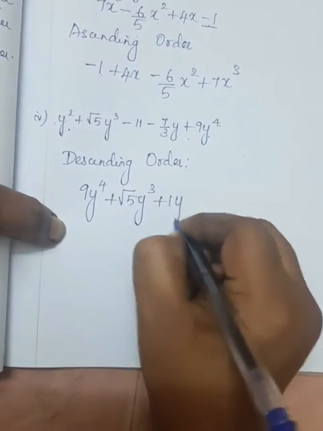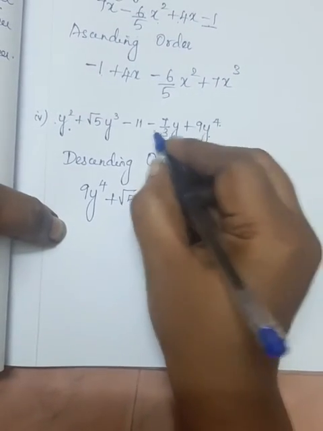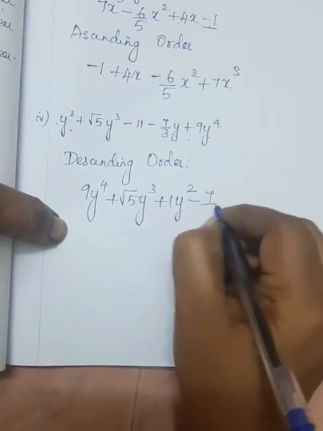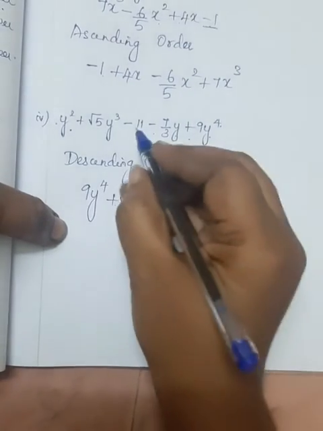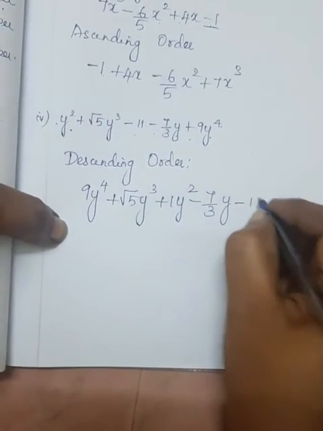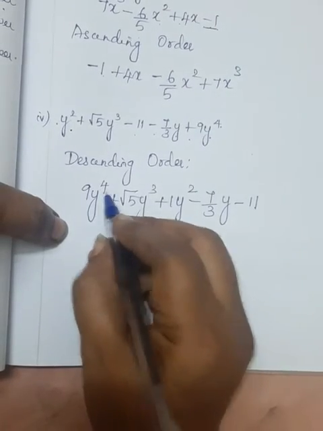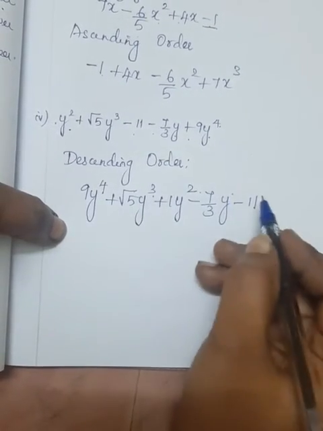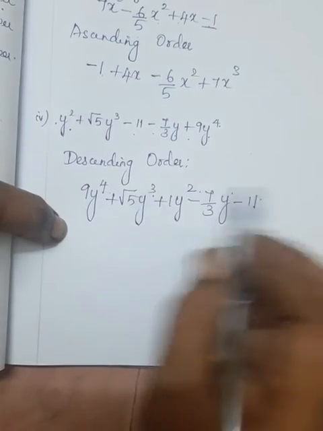So plus 1y square. Next is y. Y coefficient is minus 7 by 3y. Next we have constant minus 11. So now see here, power 4, 3, 2, 1, constant. It is in order, right?